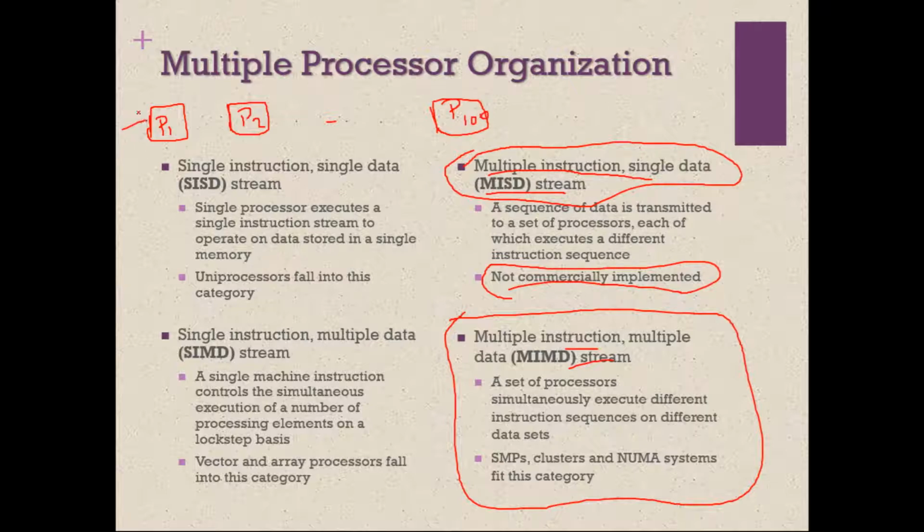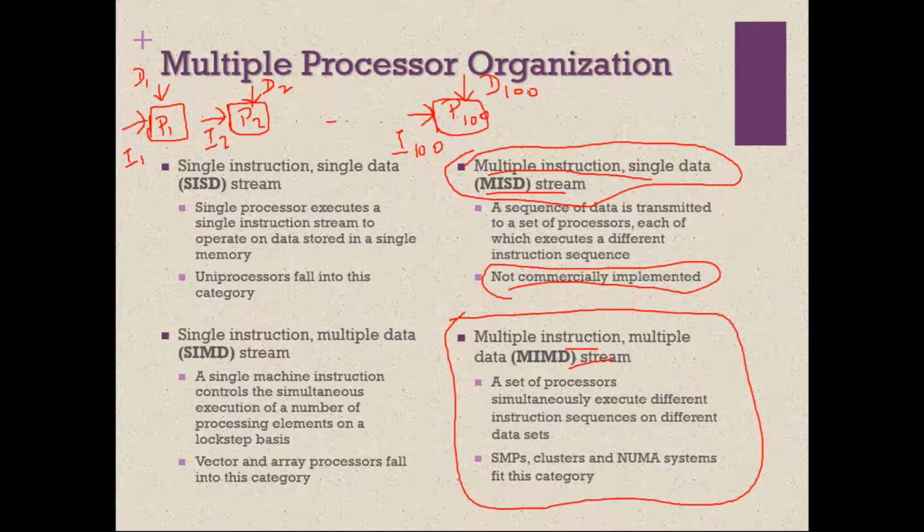Processor P1 will execute the instruction I1. Processor P2 will execute the instruction I2. Processor P3 will execute the instruction I3, and so on. Processor P100 will execute the instruction I100. The data on which they work will also be different, it will not be the same. Processor P1 will use the data D1 for executing I1, processor P2 will use the data D2 for executing the instruction I2, and P3 will use the data D3, and so on. And processor P100 will use the data D100 to execute the instruction I100.